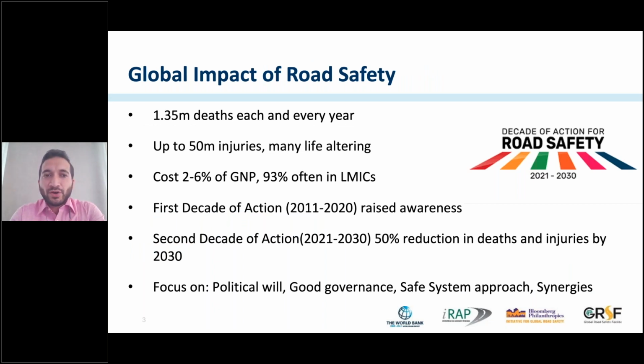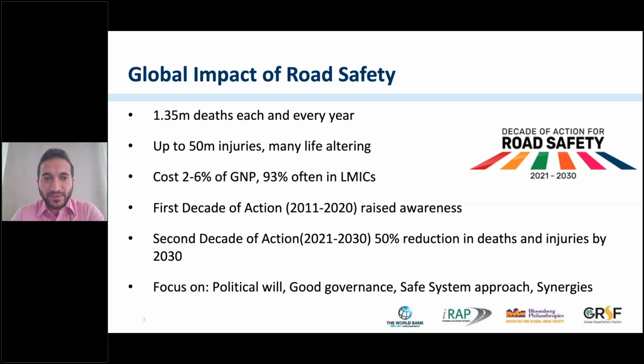Road traffic injuries are the leading cause of death for the young age group between 5 and 29. In terms of where we are, this is still 1.35 million deaths per year and 50 million injuries. Many of them are life-altering permanent injuries. Some of the victims are the most productive members of society and contribute to the economy significantly. So road crashes have a massive influence on national income, which varies from country to country, but roughly we are losing 2 to 6% of GNP every year. The vast majority of the victims are poor and live in low and middle income countries, which is around 93% of total global victims.